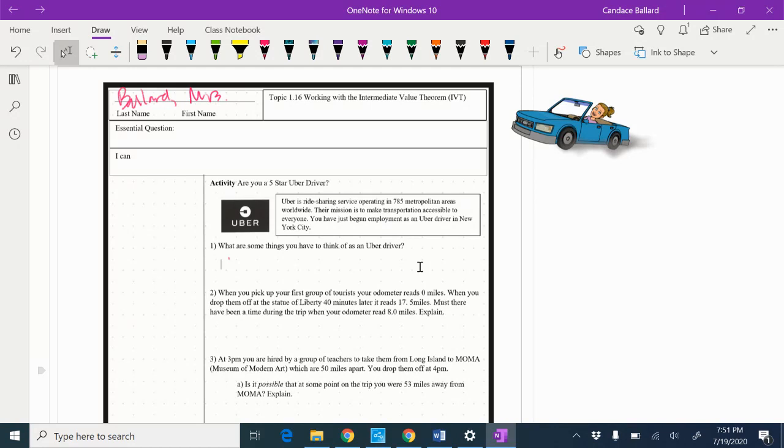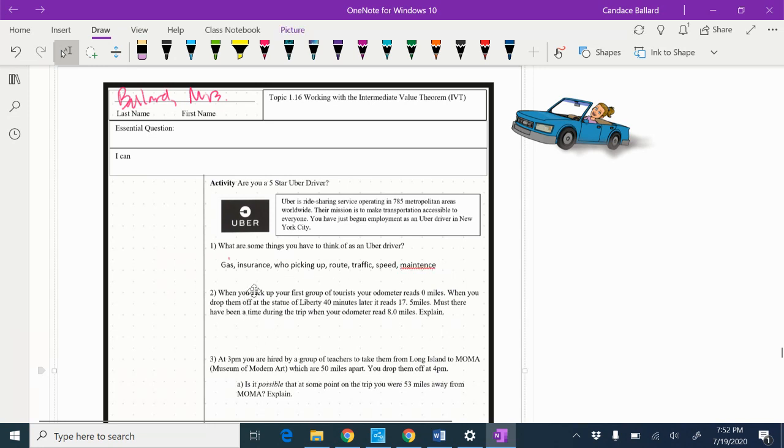What are some things you have to think of as an Uber driver? Some things that you could have possibly come up with: maybe you have to think about paying for gas, insurance, maybe who you're picking up, the route you have to travel, maybe traffic, speed, you have to pay for maintenance on your car. Okay, so those are just some of the things. There's probably plenty of others. Those are just a couple that I brainstormed.